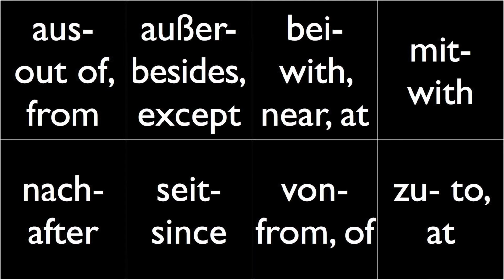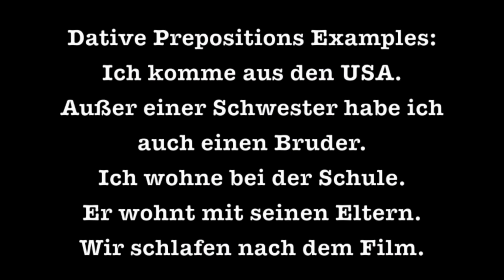In order to remember these, I usually just go down the list over and over again, but that's kind of boring. You can say aus, außer, bei, mit, nach, seit, von, zu, or you can say German is fun, dative is to, aus, außer, bei, mit, nach, seit, von, zu. Here are some example sentences using the dative prepositions.